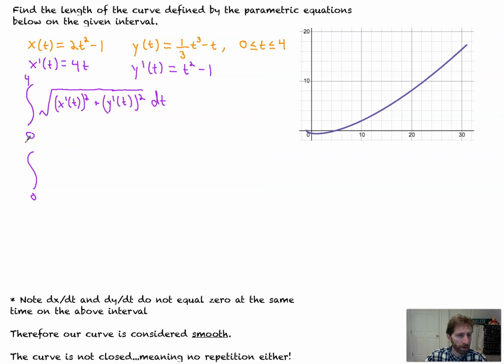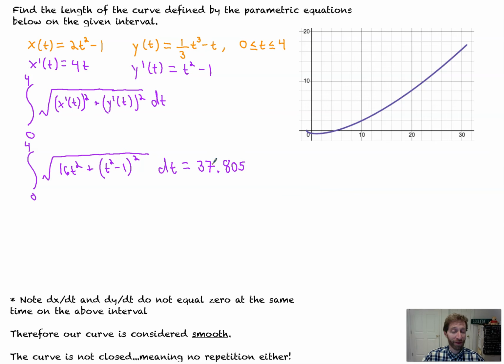I'll go one more step here. This will be the integral from 0 to 4 of the square root of, now this will be 4t squared, so that's 16t squared plus t squared minus 1 squared. And you know what? No. I'm not doing this one out. No way, no how. We're going to keep it like it is, dt. And now I'm going to plug in my calculator and I will give you your answer very shortly. And with a little bit of editing magic, we get 37.805 rounded to the nearest thousandth place there, of course.